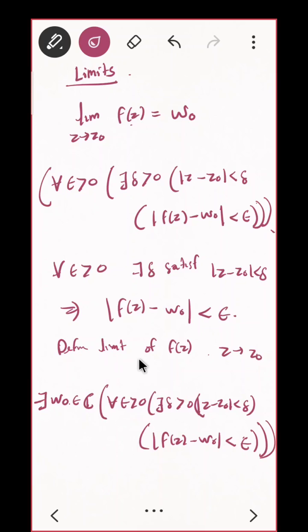So when I say define the limit of a function, you need to start with there exists, correct? But if I am directly given that it is equal to w naught, then you should start with this. Okay, after defining this, what is the next step? What is the first theorem you always prove after defining limit? Limit of a function f of z, if it exists, is unique, correct?